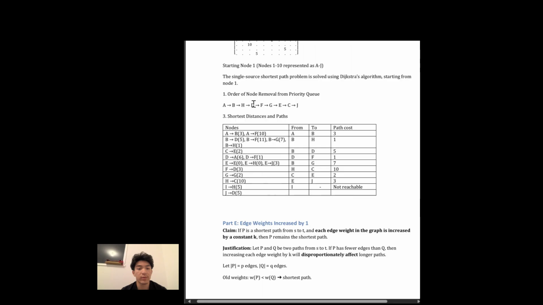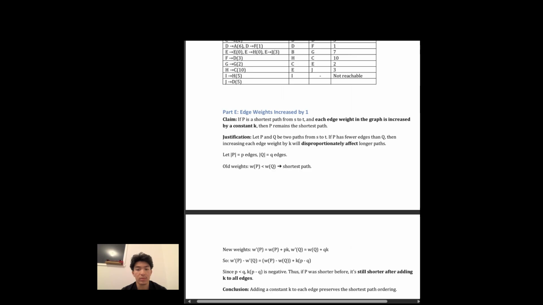Now the order of removal from the priority queue is A, B, H, D, F, G, C, E, and J, where I is not reachable. The time complexity for Dijkstra's algorithm using a priority queue is O((n plus m) log n), which is efficient for sparse graphs.